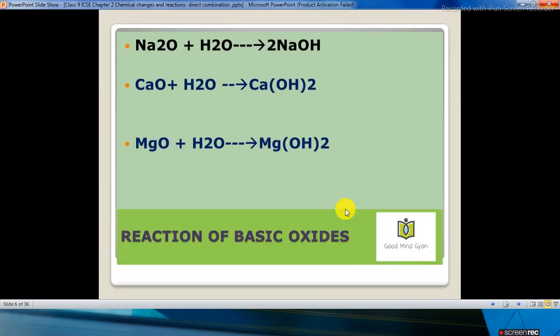Reaction of basic oxides. Sodium oxide will react with water to form sodium hydroxide. Calcium oxide will react with water to form calcium hydroxide, and magnesium oxide will react with water to form magnesium hydroxide. So here you can see that the metal oxides are combining with water to form the respective hydroxides.